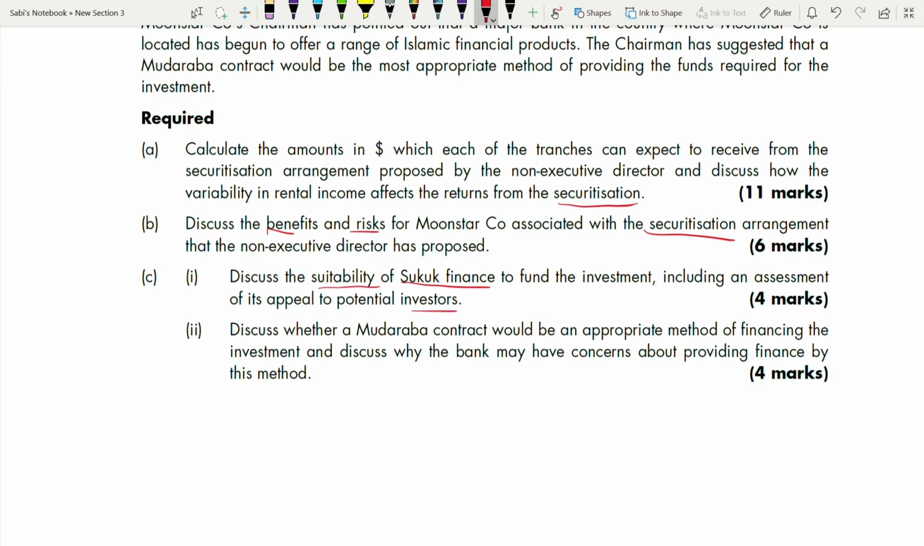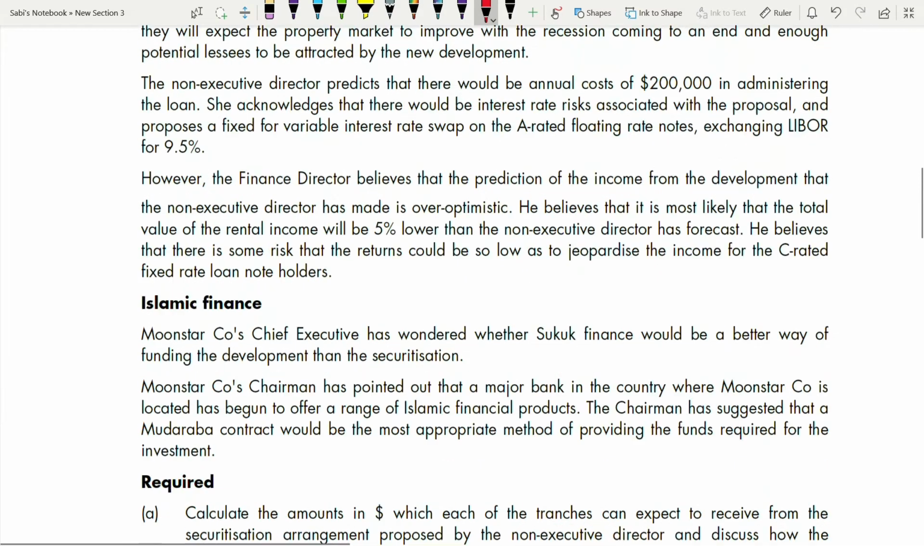The second part under C is discuss whether Mudaraba contract would be an appropriate method of financing the investment and discuss why bank may have concerns about providing finance by this method. Why bank will have concerns for this contract, and how this can be used to finance the investment. Which investment? The investment in the question we are talking about. So now let's read through the requirements first.